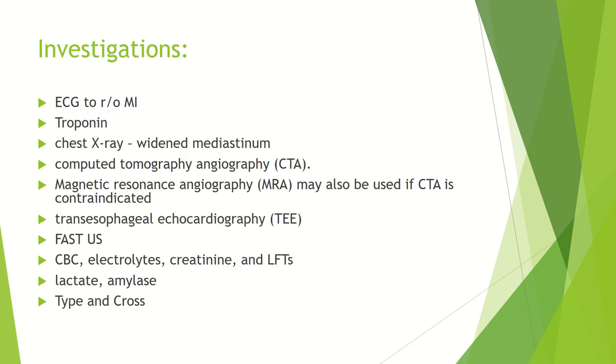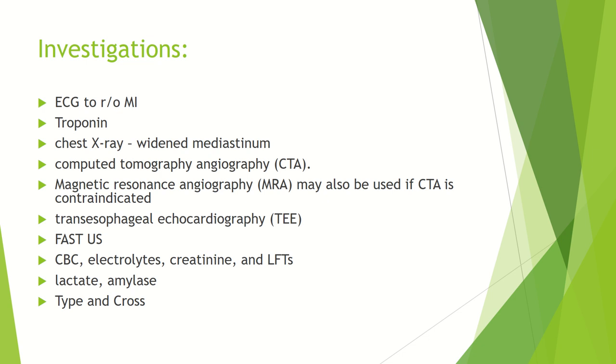on your patient. For investigation, you do an ECG first thing first. Also send troponins to rule out myocardial infarction. You'll do a chest x-ray. You'll see a widened mediastinum on that. If they ask for investigation of choice, that would be a CTA. If the patient has acute kidney injury or any contraindication, you go for a magnetic resonance angiography. You'll also order a transesophageal echocardiogram.